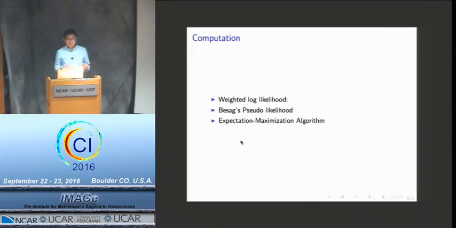Using the EM algorithm, we can estimate all the parameters in this model. After parameter estimation, we can get the cluster results.